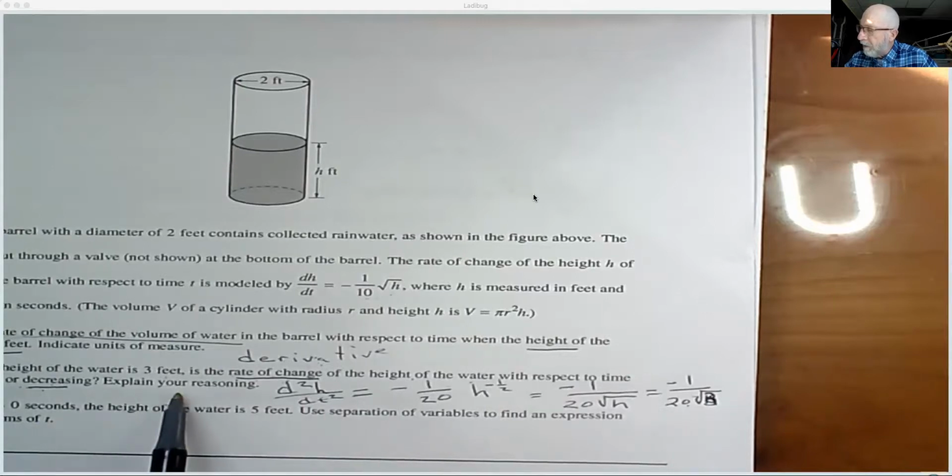Explain my reasoning. Well, the second derivative is negative when h equals 3, indicating that the rate of change of the height of the water is decreasing.